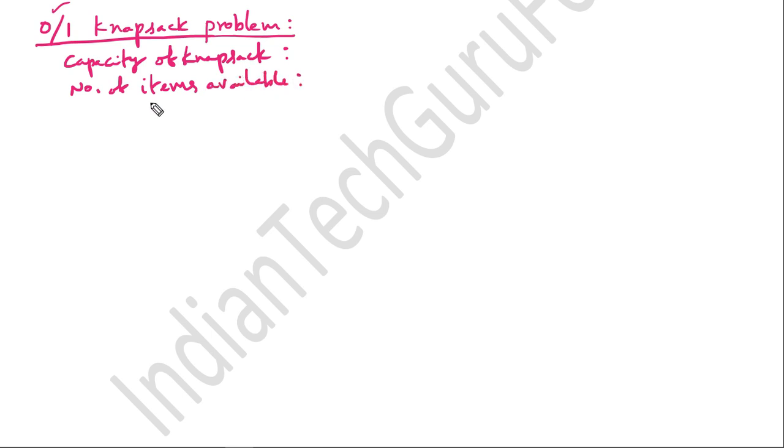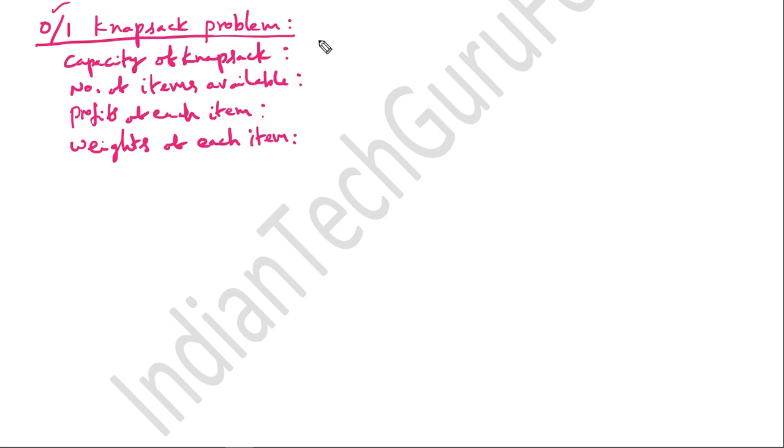Here, what data is given to solve this problem? To solve this problem, we will be given the capacity of the knapsack, and then the number of items available, and then the profits of each item, and finally the weights of each item. So this data will be given. Based on this data, we need to determine the maximum profit that we can get, and whether a particular item is inserted or not inserted inside the knapsack.